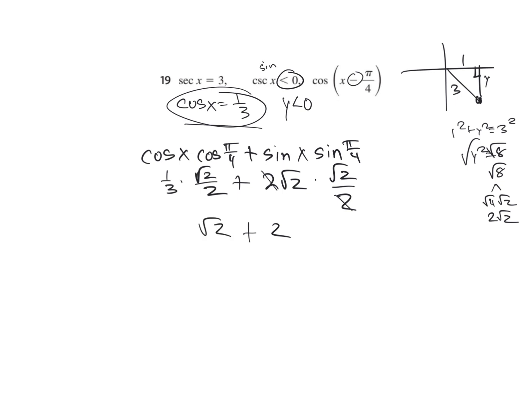And over here we have the square root of 2 over 6. All right, again, we've got to get a common denominator, so that's going to be the square root of 2 plus 12 all over 6.